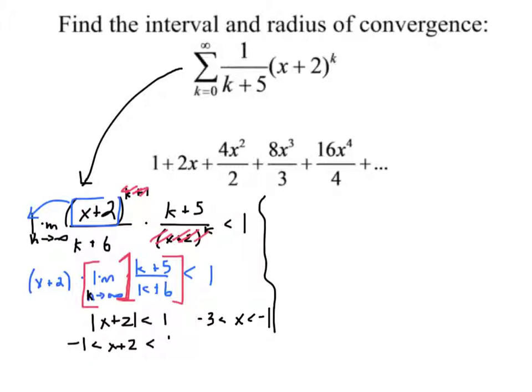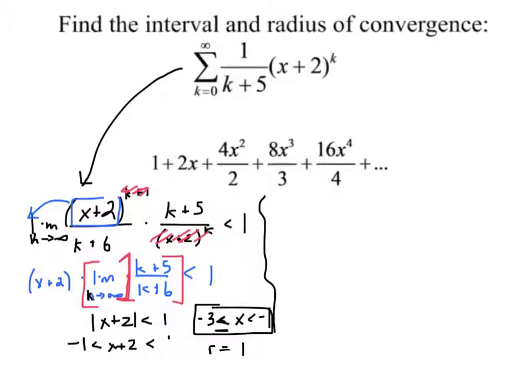And then I need to go back and just decide, will those endpoints work? Well, if I go back up here, if I do negative 3 plus 2, I get negative 1 to the k. It's alternating. So negative 1, k plus 5, that is an alternating series. It is conditionally convergent. So negative 3 works. Okay. Negative 1, however, negative 1 plus 2 is positive 1. Well, 1 over k plus 5 is divergent. So our interval of convergence is this, okay, and our radius is just 1, because that's half the distance between the endpoints.